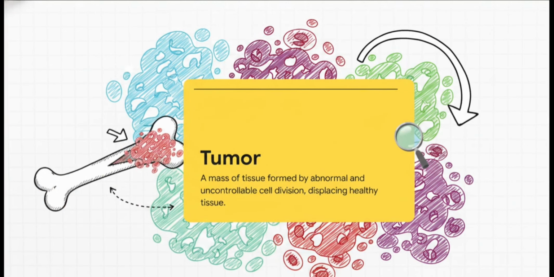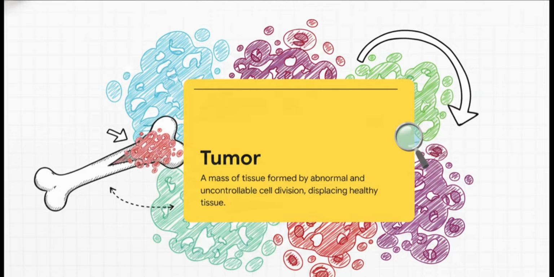Now, before we get into all the different types and the high-tech treatments, we really need to establish the physical reality of what we're actually talking about when we use the word tumor in the context of your bones. A tumor is fundamentally just a mass or a lump of tissue. It forms when cells in your body start dividing abnormally and uncontrollably. And as this mass grows inside the bone, it starts physically displacing your normal, healthy tissue.